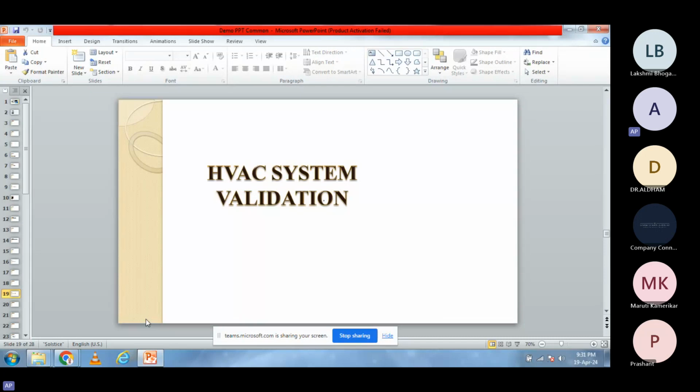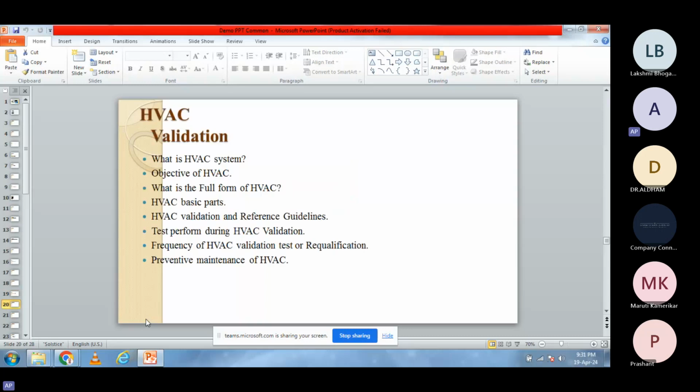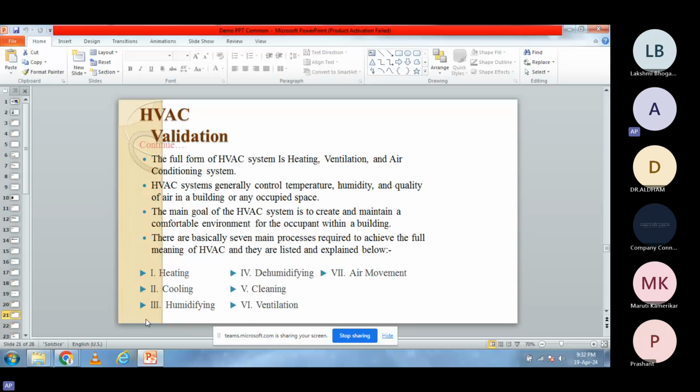What is the meaning of HVAC system? We will discuss what the HVAC system is, its objective, its full form, how it works, and its basic parts. HVAC stands for heating, ventilation, and air conditioning system. We can understand it from the individual terms. Heating, ventilation and air conditioning means if the area is cold, it will heat it; if there is suffocation and no ventilation, it will provide ventilation and air conditioning also.